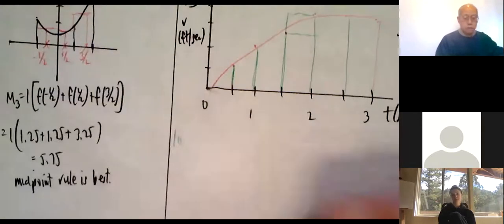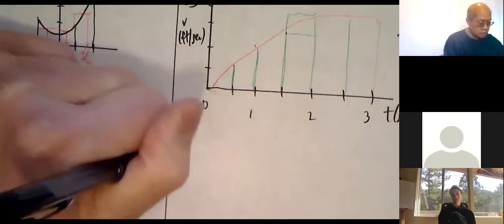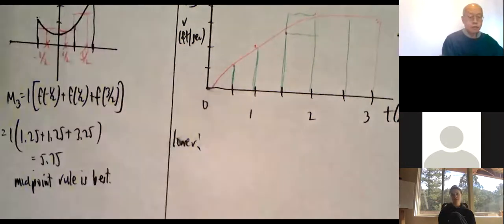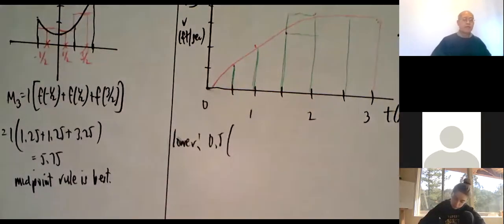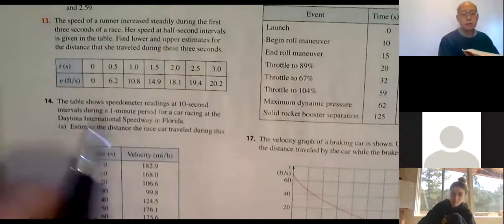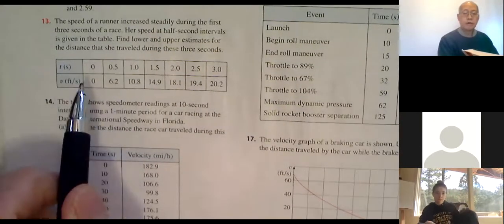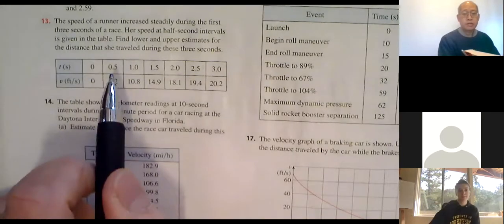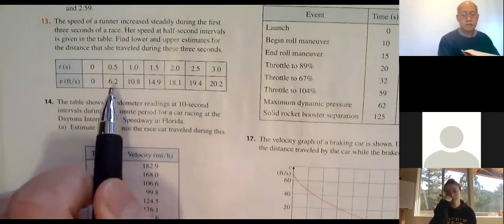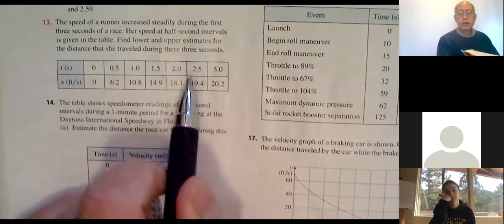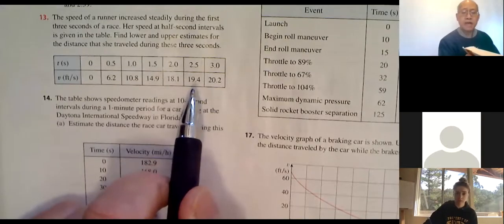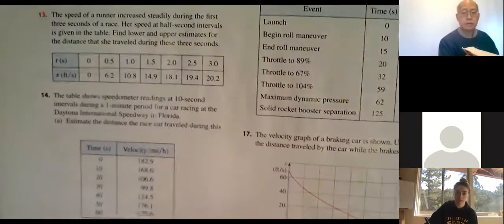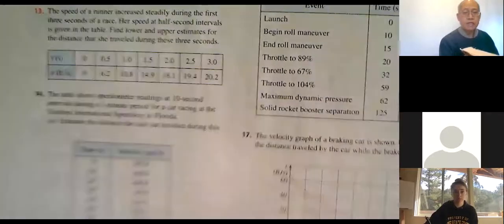So the lower estimate is 0.5. And then for each pair, I take the smaller number. So between 0 and 6.2, I'll pick 0. Between 0.5 and 1.0, I'll pick 6.2. All the way until 2.5 to 3.0, I'll pick 19.4. I'm always going to pick the left endpoint for the lower estimate, right? So just add up all these guys here.